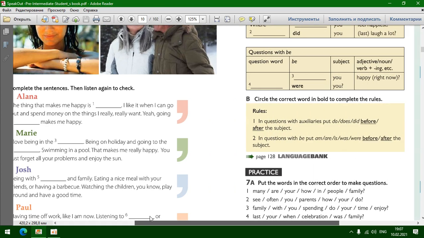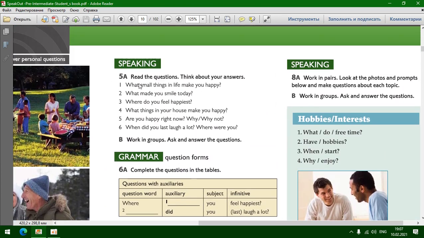Okay, then let's continue with our speaking. Exercise number 5A, read the questions, think about your answers. These questions are about our unit. What small things in life make you happy? What made you smile today? Where do you feel happiest? What things in your house make you happy? Are you happy right now? Why or why not? When did you last laugh a lot? Where were you? You can answer these questions on your own with your own opinions.